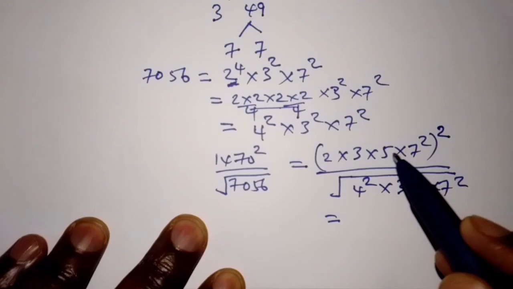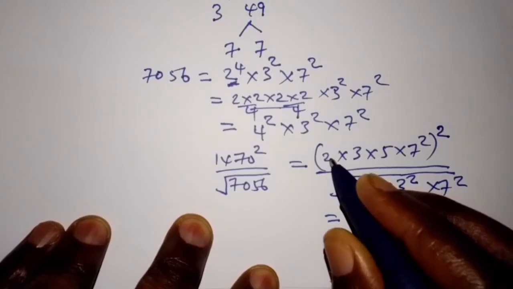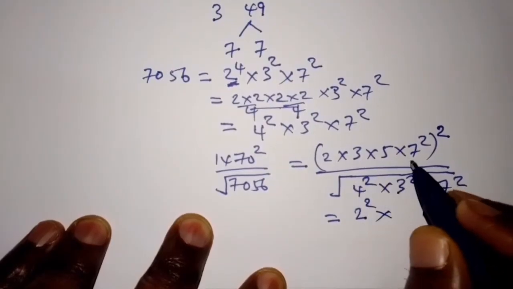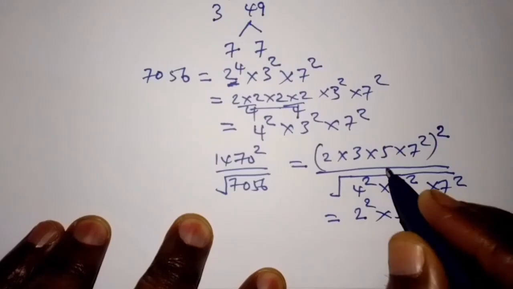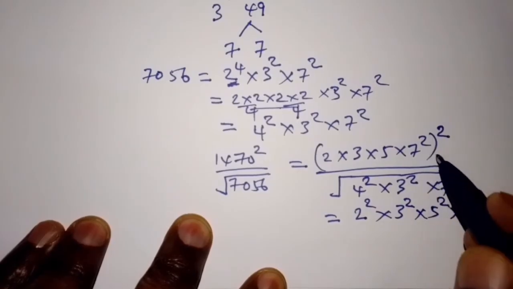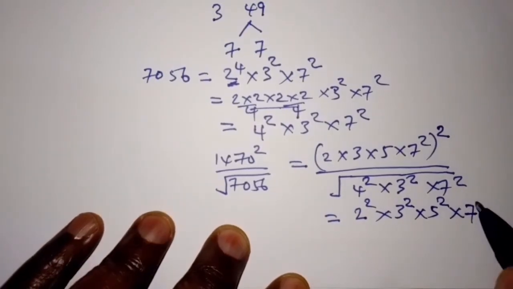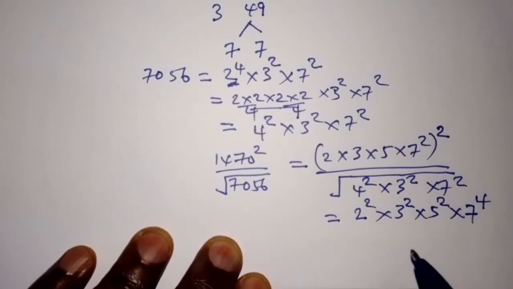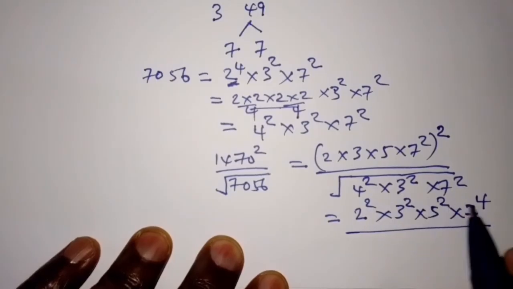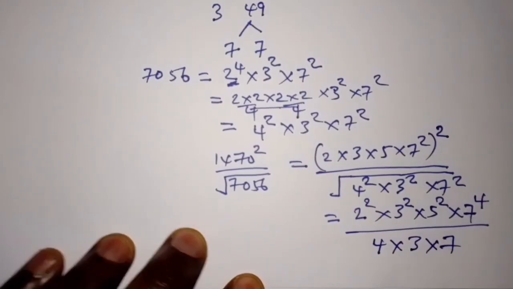here, in the numerator, we are going to end up with 2 times 2, which is 2 power 2, times 3 times 3, that is 3 power 2, times 5 times 5, that is 5 power 2, times 7 squared times 2, which is 7 power 4, over square root of 4 square times 3 square times 7 square, which is 4 times 3 times 7.